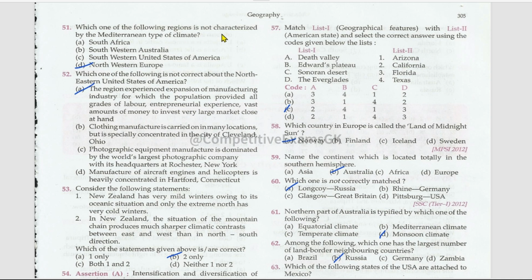Which one of the following regions is not characterized by the Mediterranean type of climate? That is Northwestern Europe. Other than it, South Africa, Southwestern Australia, and Southwestern USA are characterized by the Mediterranean type of climate.